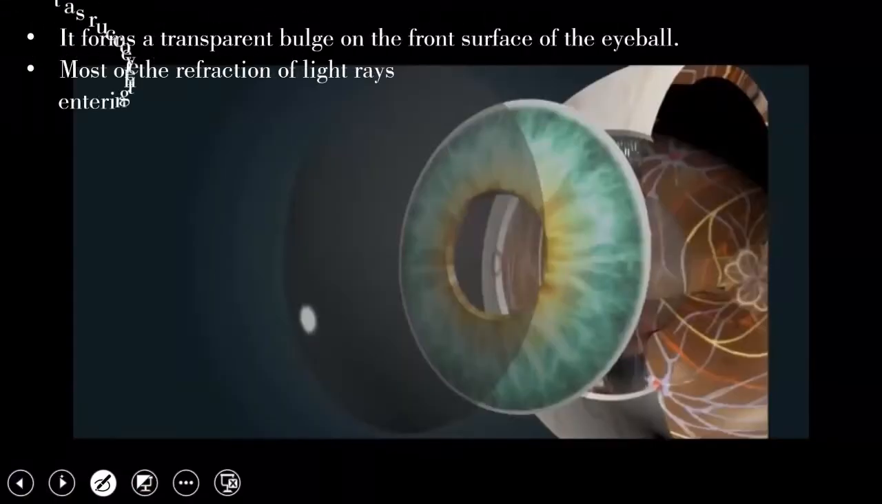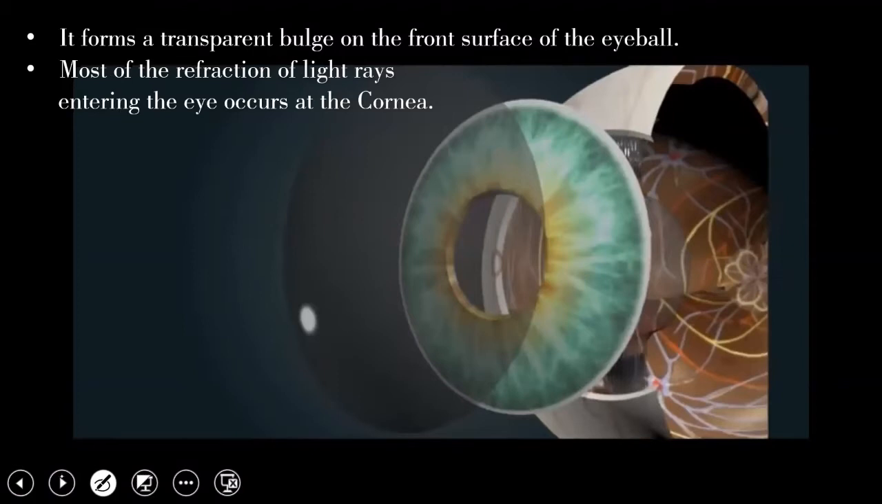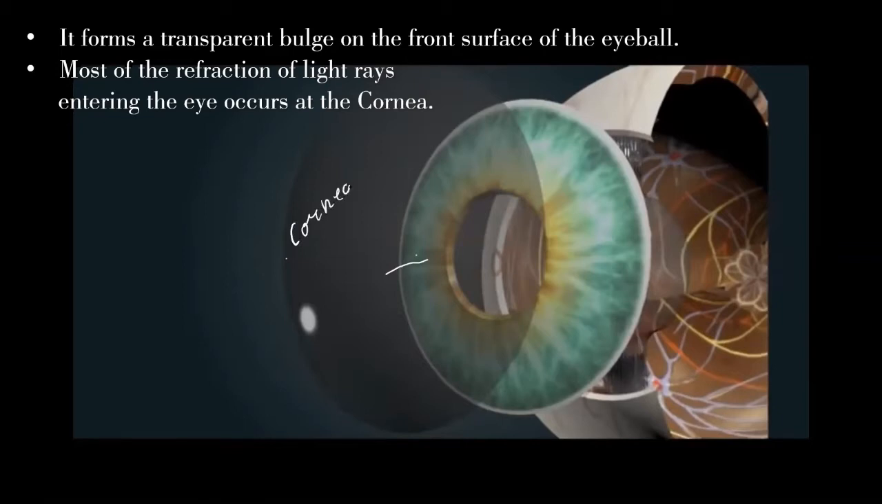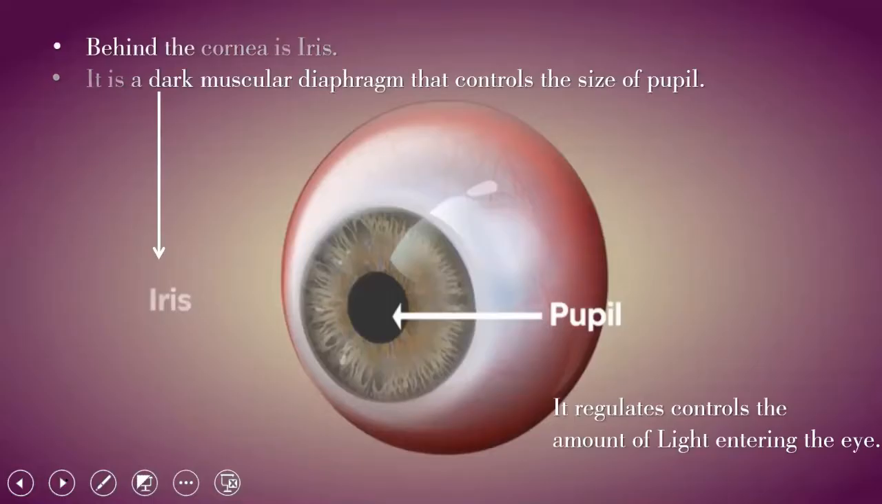It forms a transparent bulge on the front surface of the eyeball. Most of the refraction of the light rays entering the eye occurs at the cornea. As I told you, this is your cornea. This is the transparent one. After the cornea, this is your iris. After the iris, this is the eye lens. And this dark thing inside is the pupil. We'll study all this in detail. Right? Understood what is cornea?